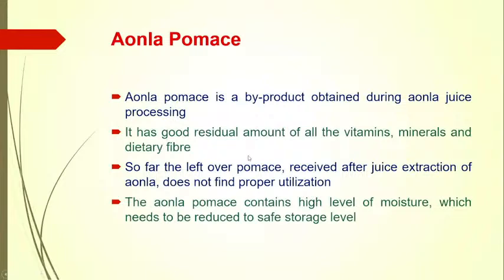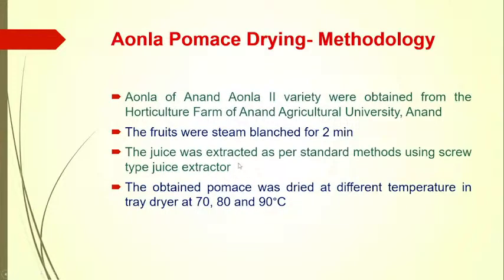The amla pomace is a byproduct, and we already know it is rich in fiber. For drying, we used amla variety 2, which was obtained from our university horticulture farm. It was steamed for 2 minutes, and after extraction the pomace which was collected was dried at 3 different temperatures: 70, 80, and 90 degrees centigrade.